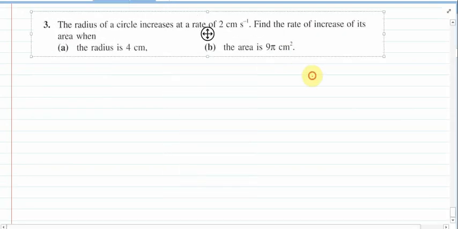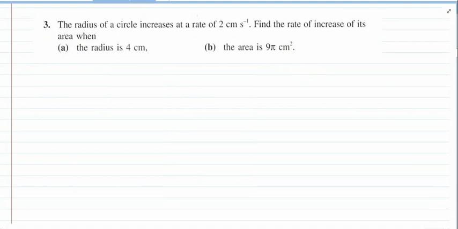Alright, now listen to this question carefully. I will start with the first part and then give the second part. You need to give it a try and then I will explain. The radius of a circle increases at a rate of 2 centimeter per second.